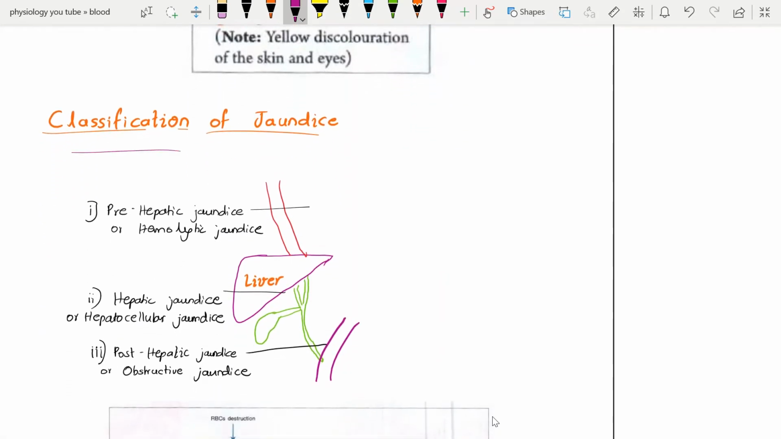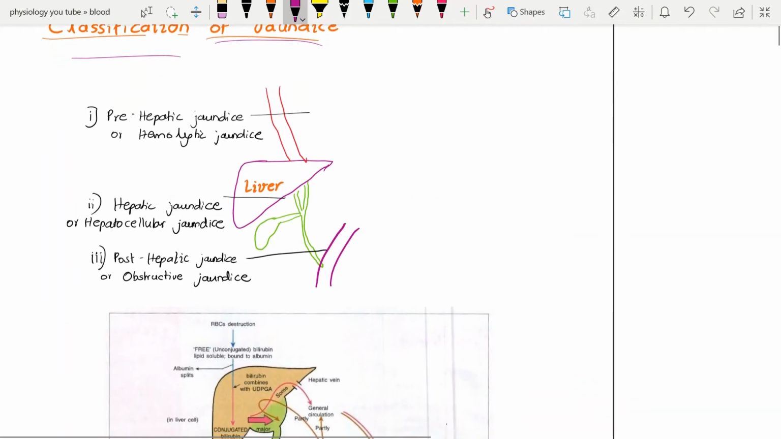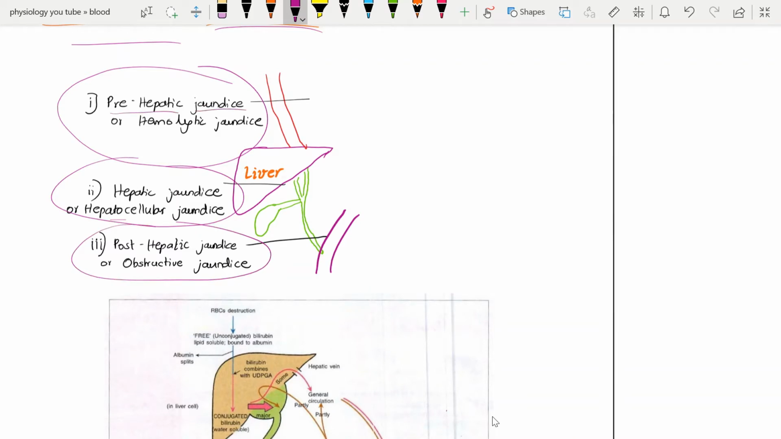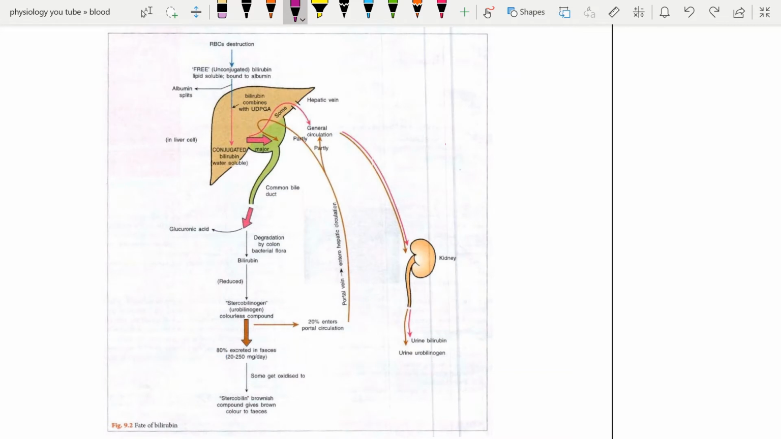Now coming back to the classification of jaundice, jaundice is classified into three types. The first one is prehepatic jaundice or hemolytic jaundice, hepatic jaundice or hepatocellular jaundice, and post-hepatic jaundice or obstructive jaundice. To differentiate and classify the different types of jaundice, let's discuss the fate of bilirubin. We know that there are RBCs.